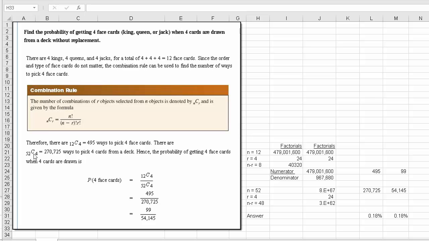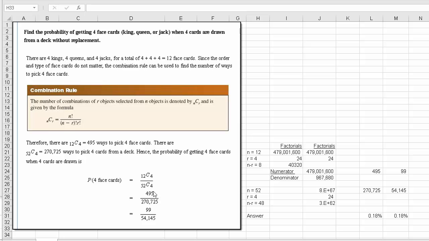And for 52C4, which means what's the odds that from the whole deck, it comes up to be 270,725. Now, that way, the probability of getting 4 face cards when 4 cards are drawn eventually comes out to be 495 over 270,725. And if we factor 5 out of the numerator and denominator, it reduces to the odds are 99 out of 54,145.